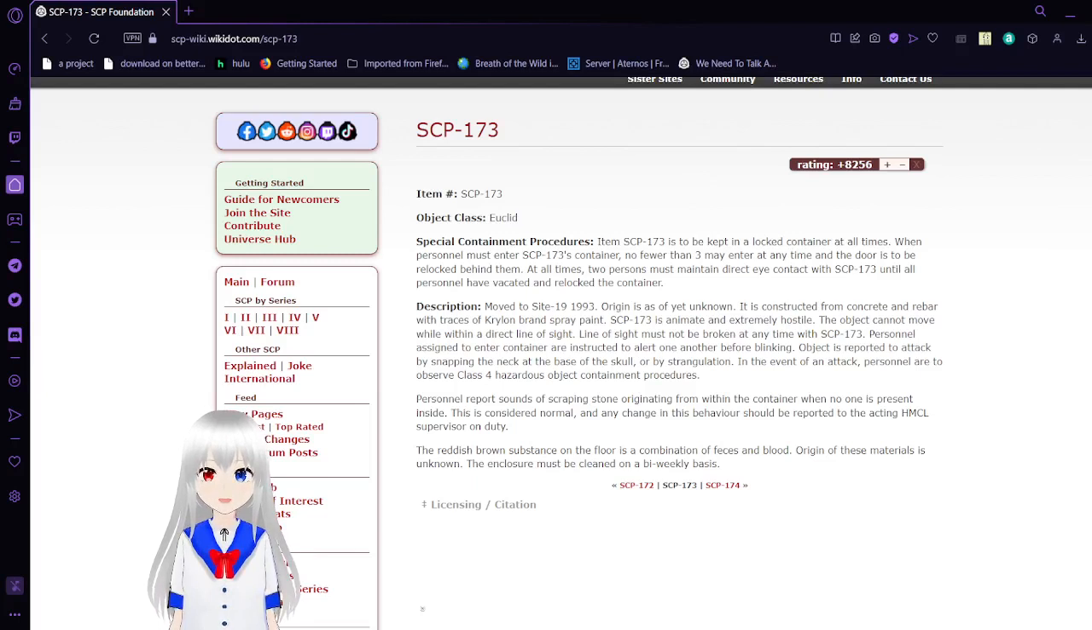SCP-173, also known as the Sculpture, or the Original. This is the SCP that used to be a 4chan post that started the entire SCP site.